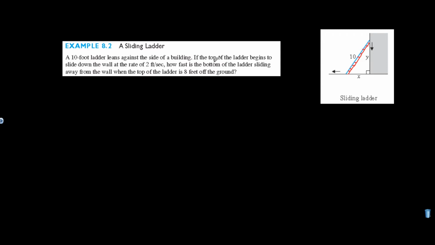If the top of the ladder begins to slide down the wall at the rate of 2 feet per second, y prime here is 2 feet per second. How fast is the bottom of the ladder sliding away from the wall? We need the x prime.